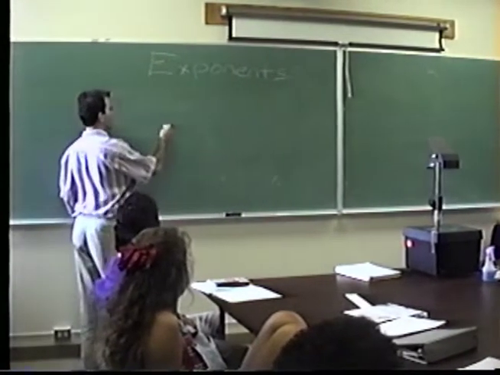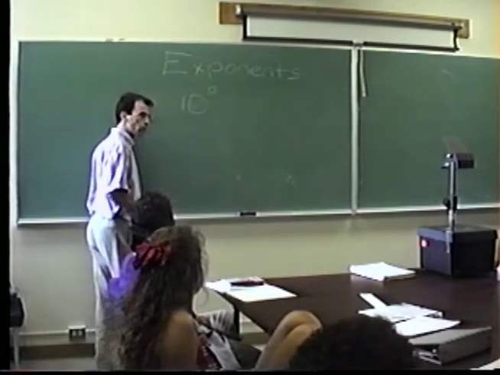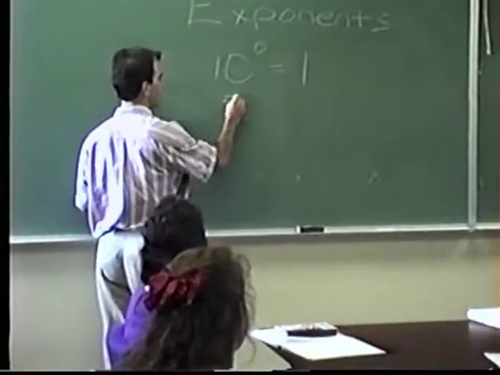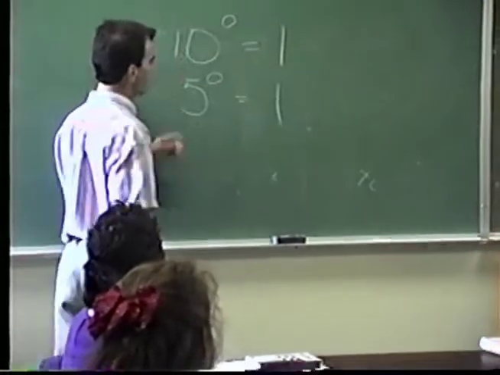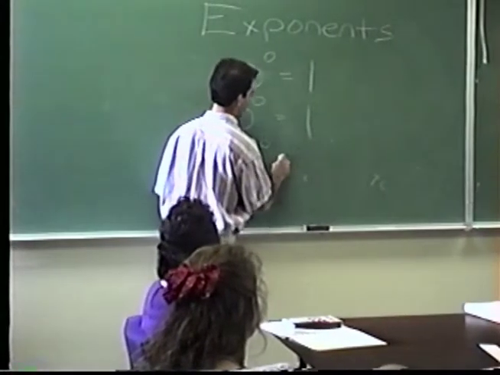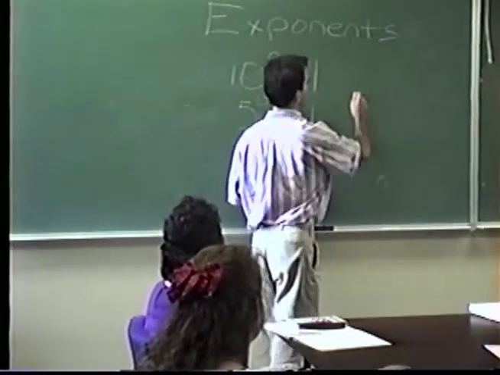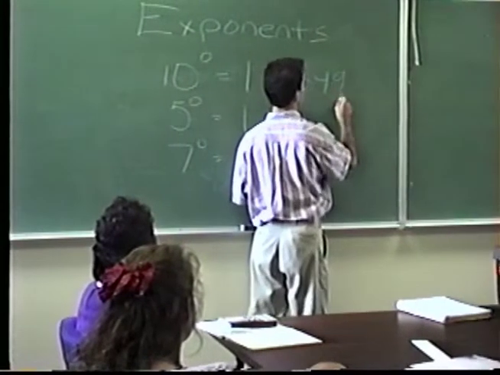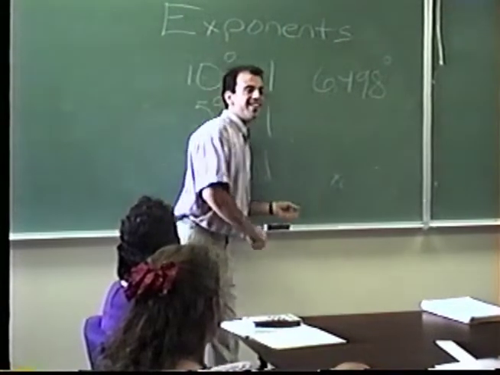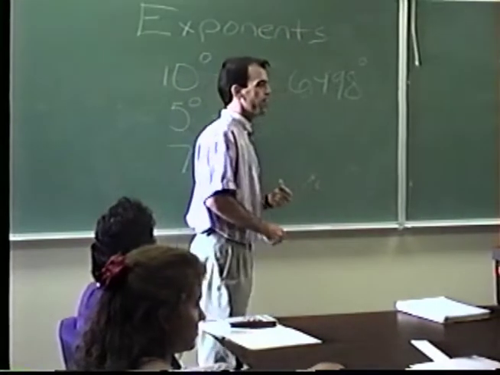For example, anything to the 0 power equals 1. So 10 to the 0 equals 1. If I said 5 to the 0, that equals 1. Anything to the 0 power equals 1. So what if I said 7 to the 0? What if I said 6,498 to the 0? Is it 6,498 or is it 1? 1.